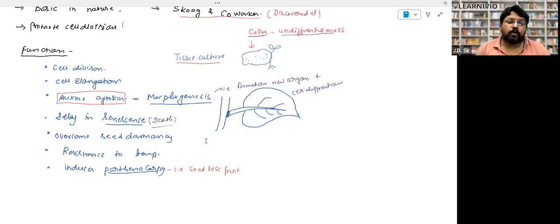It is responsible for overcoming seed dormancy; we have already discussed this, same as with gibberellin. It gives resistance to temperature. If the plant is in high temperature, it will start releasing its own defense mechanism, releasing cytokinin, and it will stay for a longer time. It induces parthenocarpy, which means formation of seedless fruit. If you spray cytokinin, it helps in the formation of seedless fruit.